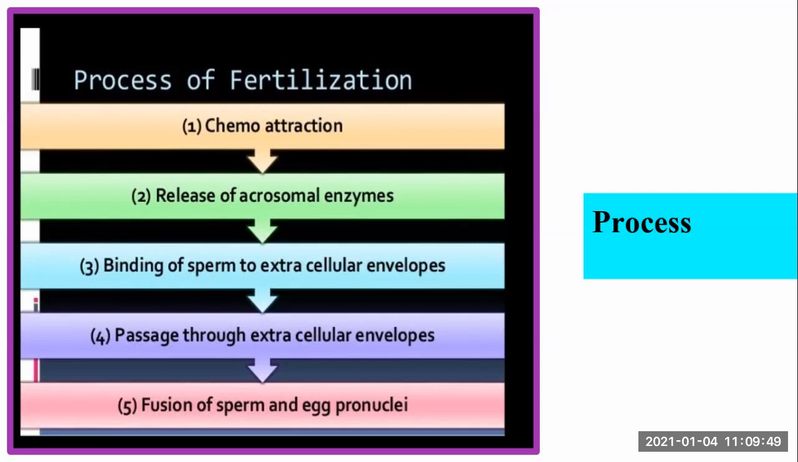Here you can say with the flowchart: chemo attraction. Second one is a release of acrosomal enzyme, then binding of the sperm to the extracellular envelope, then passage through the extracellular envelopes and the fusion of the sperm and the egg pronuclei. Just now, as I've told you.